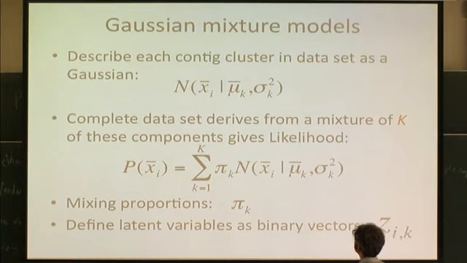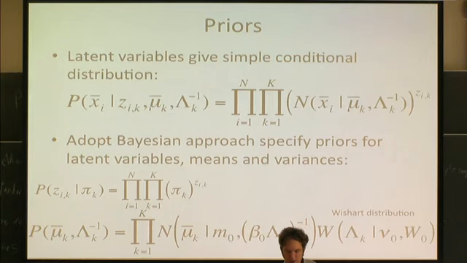And then under the mixture model assumption, the complete data set is a sum of those Gaussians, where the total number of clusters is given by big K, and little pi k is the mixing proportions, the relative weights of the different clusters in the data set. And then we can define latent variables which give the assignment of each contig to each of the clusters K. So that will be a binary vector with elements 0 or 1, 1 just for that one cluster that the contig I derives from.